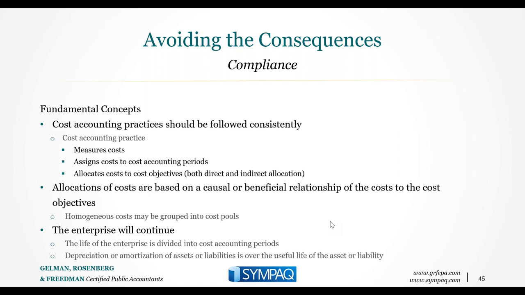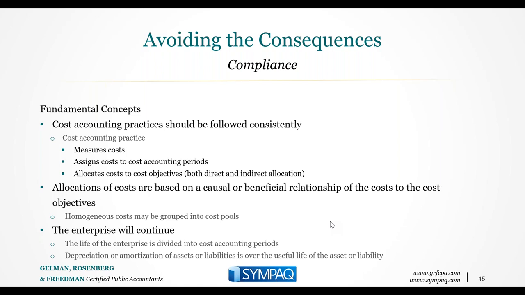So the allocation of costs is based on a causal or beneficial relationship of the cost to the cost objectives. If my manufacturing labor is in the overhead base, the costs that I have in that pool are the costs to support those items in the base. And that brings us to just a few last illustrations of the different CAS standards. Let's hit one more fundamental concept, and that is that the enterprise will continue forever. It's kind of an arbitrary one, but what else are you going to do, right?